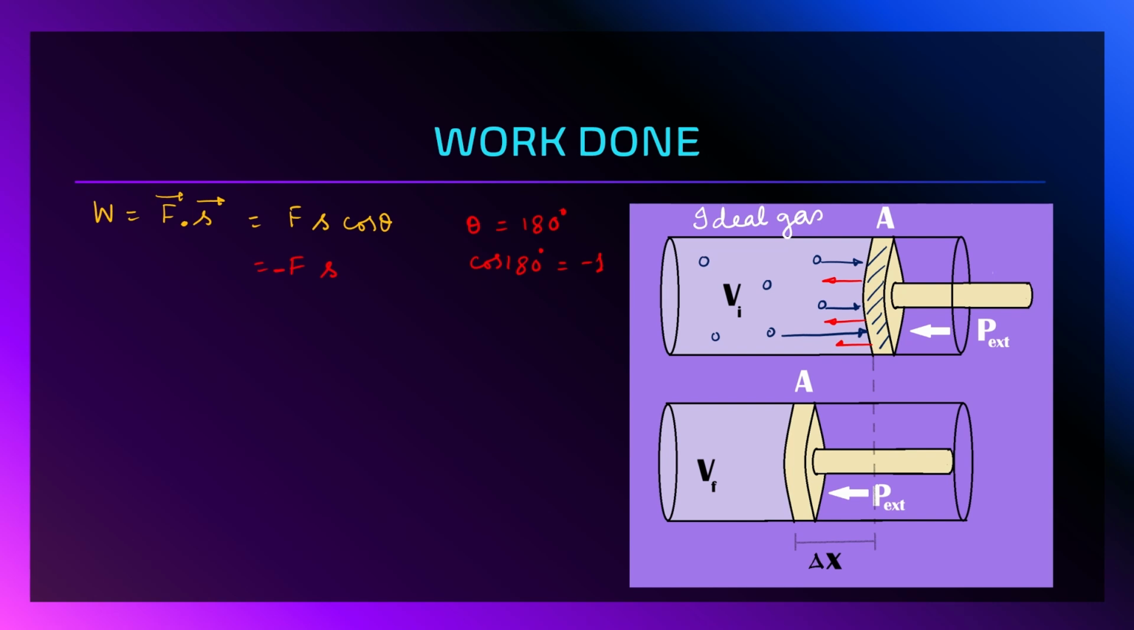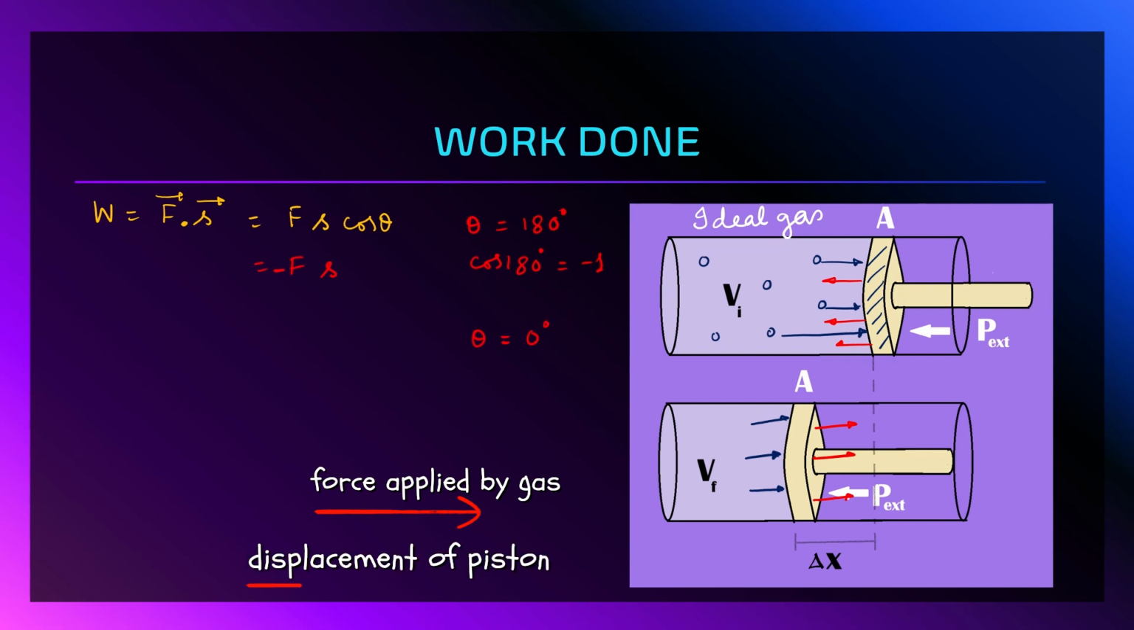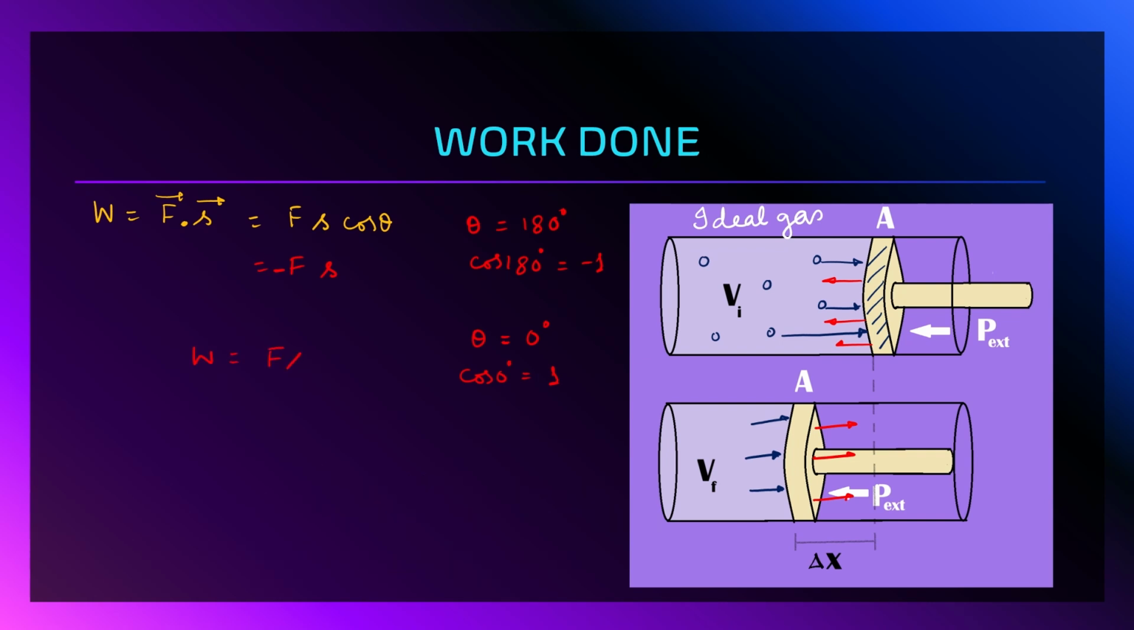Now what if the gas applies force in this direction? Obviously it is going to always apply in this direction, and because of that force the piston also moves in the same direction. Then, both are in the same direction, hence the angle between them will be 0 degrees, and cos 0 is equal to +1. So the work done over here is going to be Fs, but it is going to be positive.